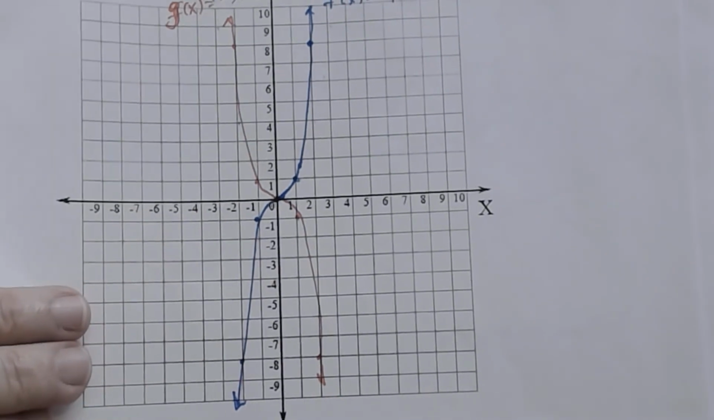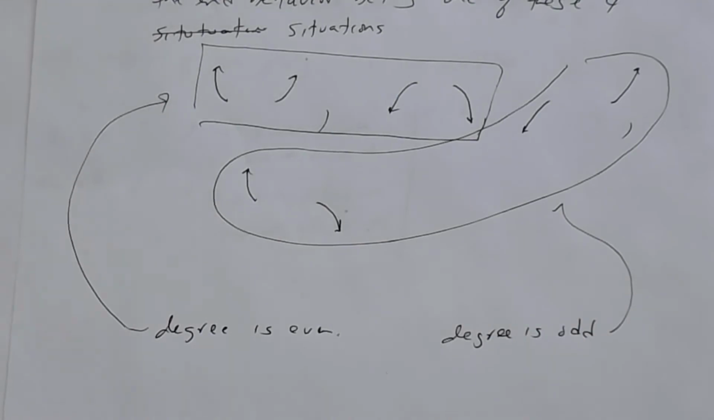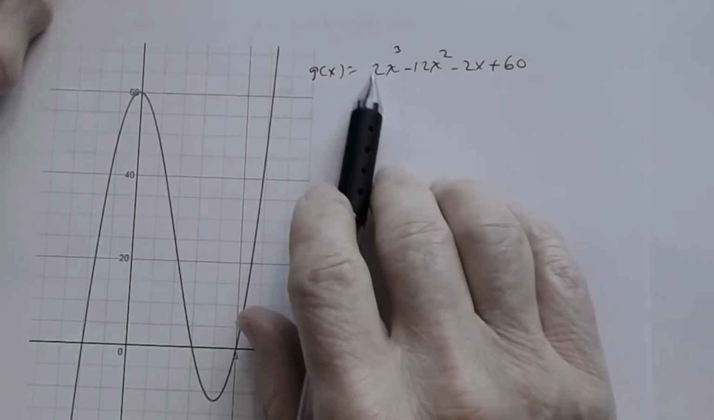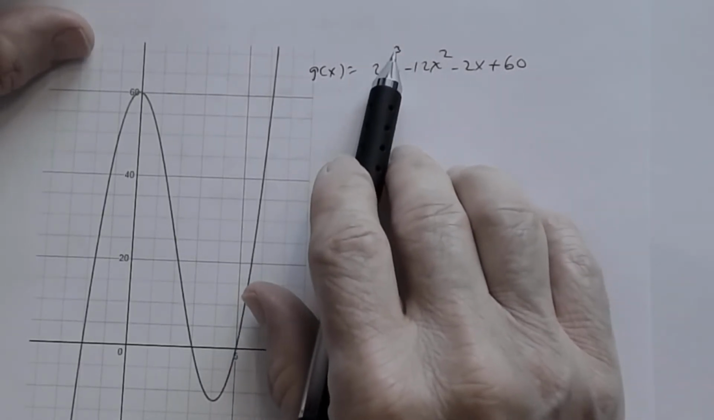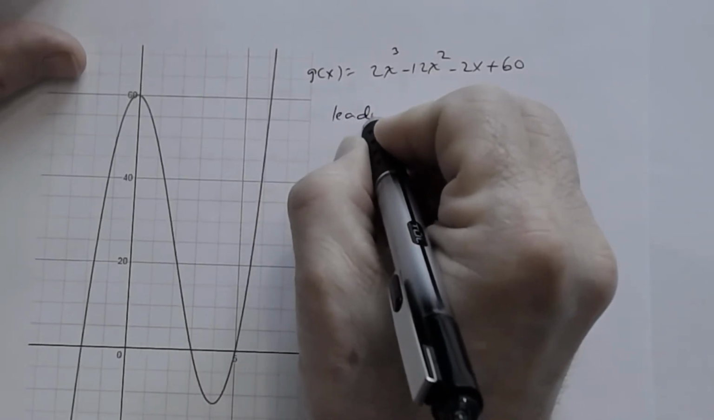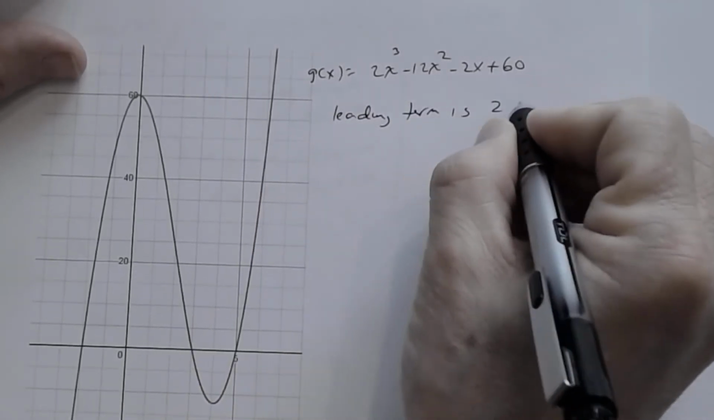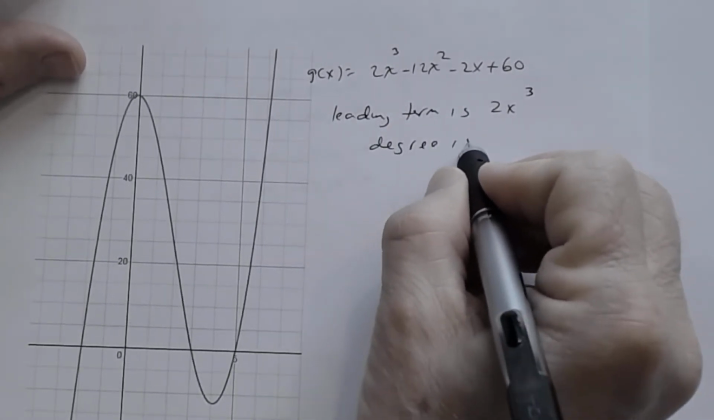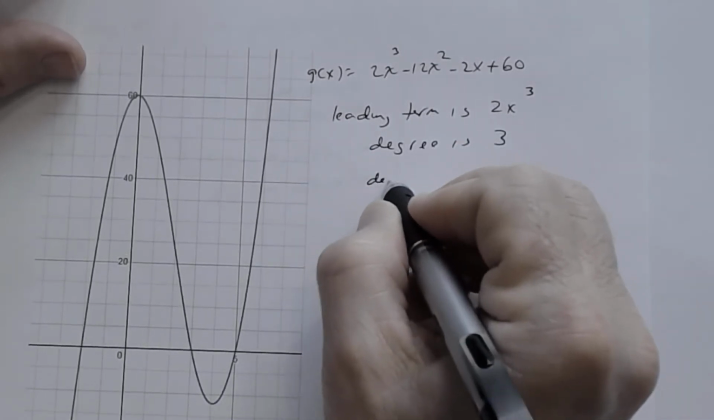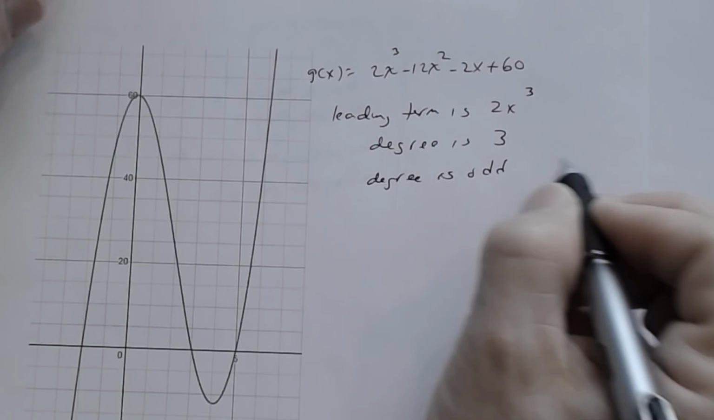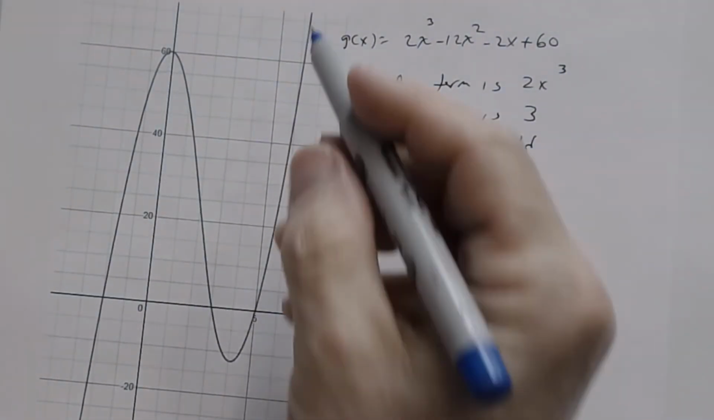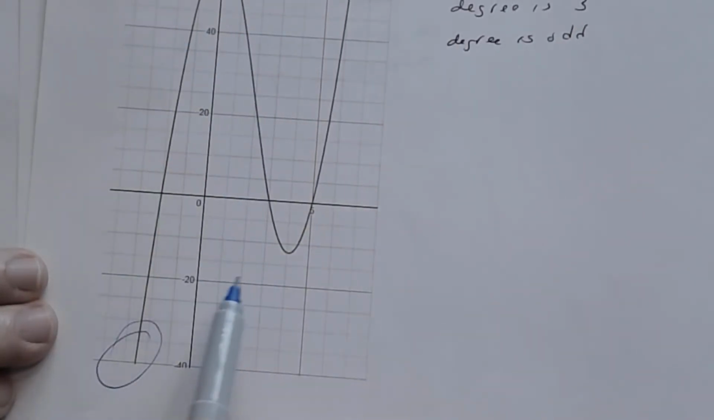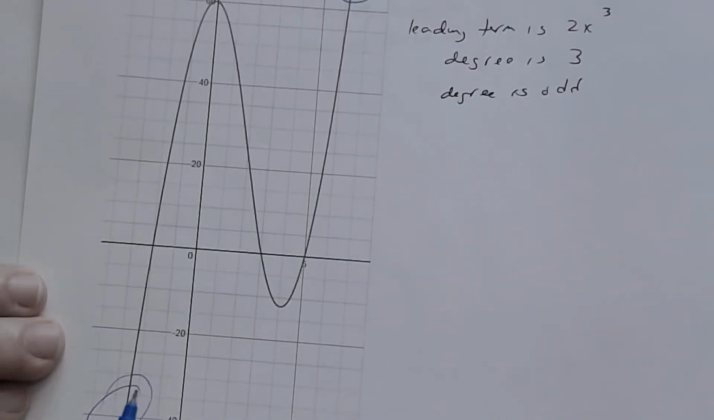All right, so let's look at some quick examples, and then we'll come back and look at this. Okay, so we have this function g of x. Notice the leading term is 2x cubed. The degree is 3, so that's odd. Degree is odd, right? And I want you to notice the end behavior. On one side, the arrow is pointing up. On the other side, the arrow is pointing down. I don't care what happens in here. That's another discussion. I'm just interested in the end behavior.